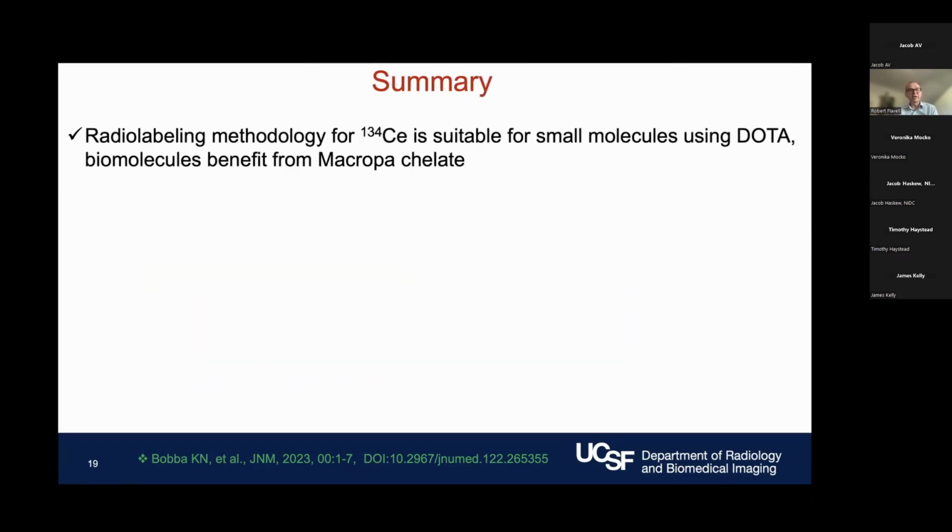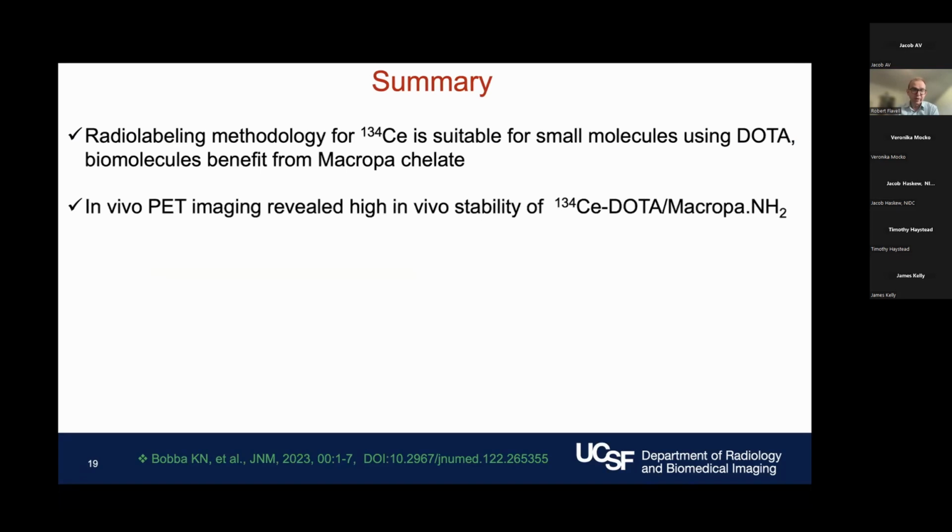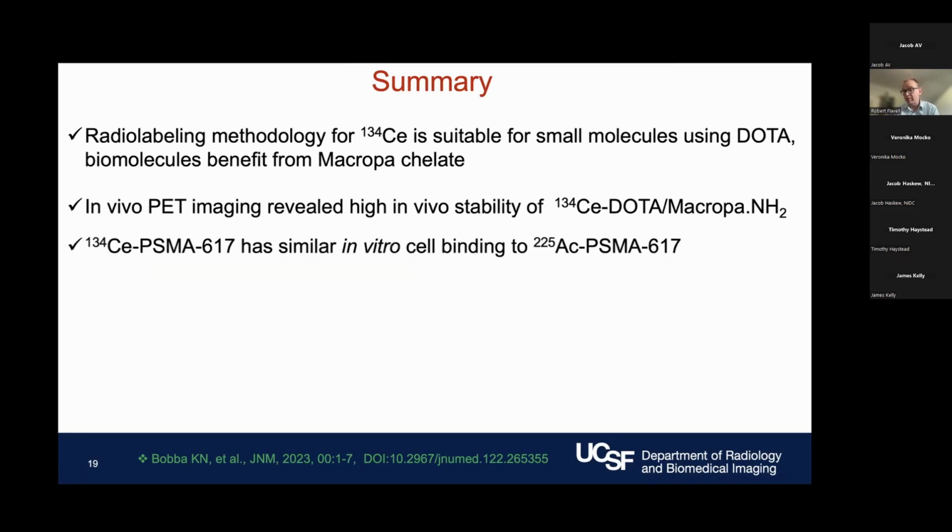So I'll summarize the talk. The radiolabeling methodology for cerium-134 is suitable for small molecules using DOTA. We found that the biomolecules benefit from more efficient Macropa chelate. The in vivo PET imaging reveals high in vivo stability of cerium-134 DOTA and Macropa NH2.